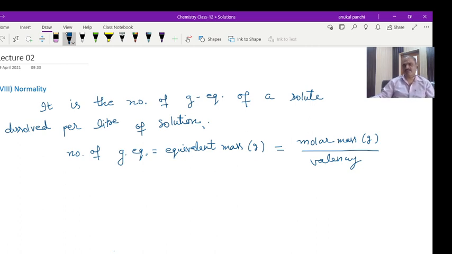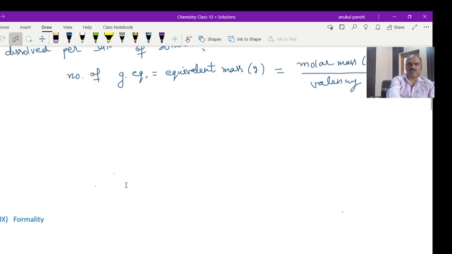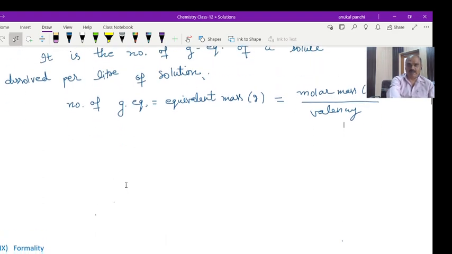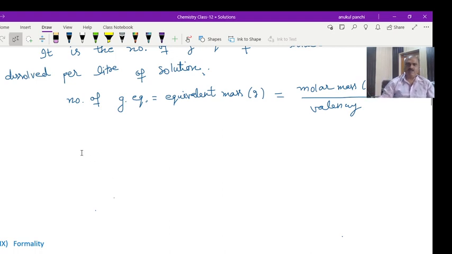substance. Like in case of NaCl, Na has 1 plus, Cl has 1 minus, so valency of NaCl is 1. CaCl2, valency will be 2. HCl, valency is 1. H2SO4, valency will be 2. Okay, simple. Now, the number of gram equivalents of a solute dissolved per liter of solution will be called normality.